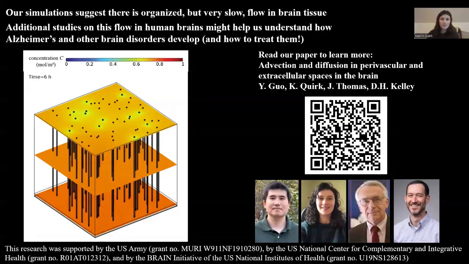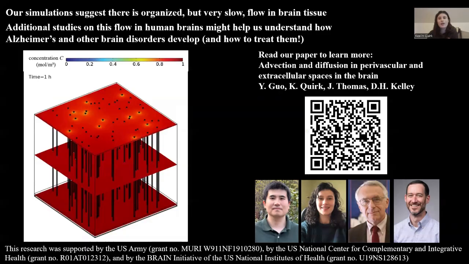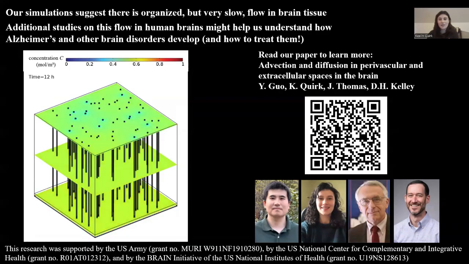So what does this all mean? Our results suggest that the fast flow around arteries does eventually trickle into brain tissue and form a much slower but still organized flow, and that this slow movement may be a key to clearing waste. Understanding this better, especially in human brains, could help us learn how diseases like Alzheimer's develop and how we might treat them.